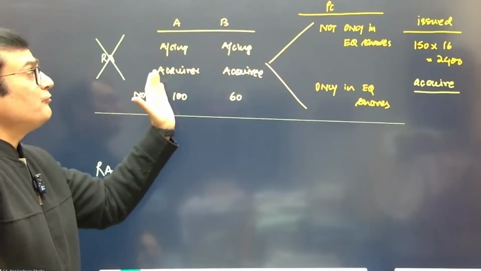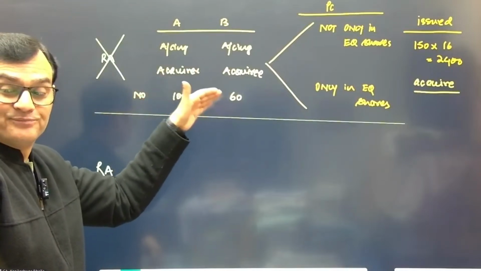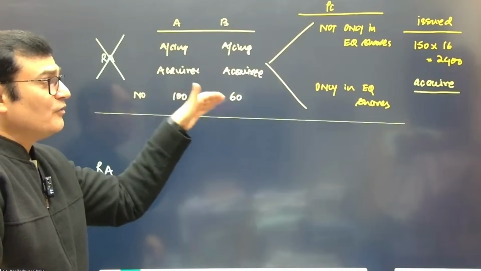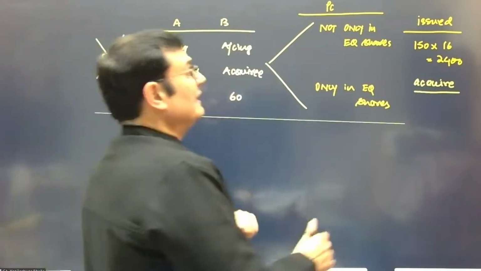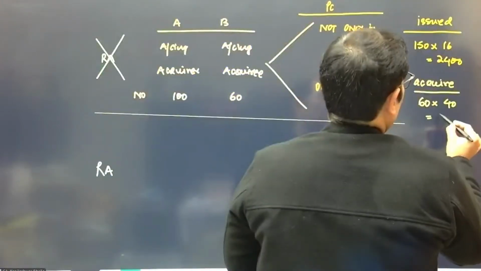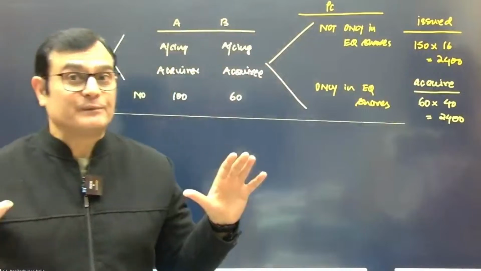By issuing 150 shares, what did he acquire? Control over the company B, that is 60 shares. Wonderful indeed. That's right. So he gets control over 60 shares of B, which has a price of 40, that works out at 2400. So now you can see the position very clearly.